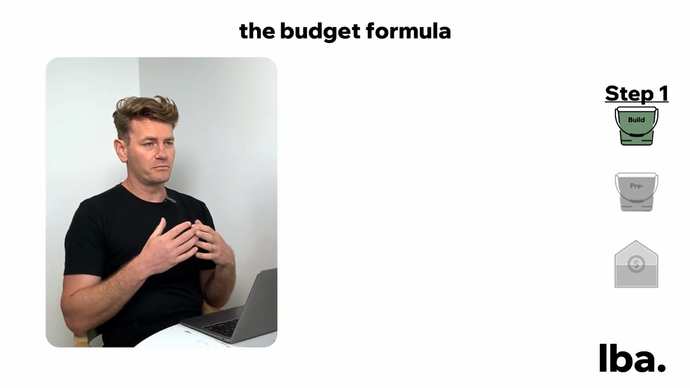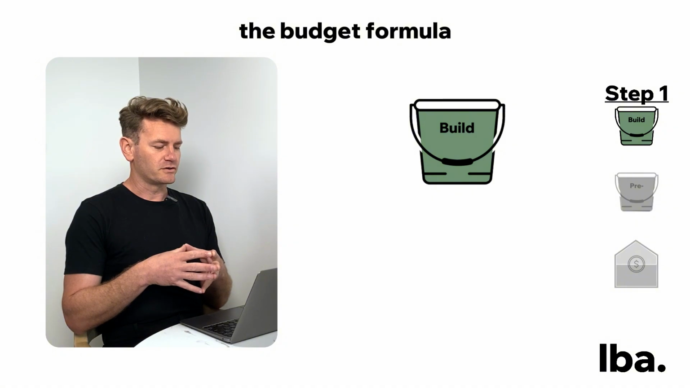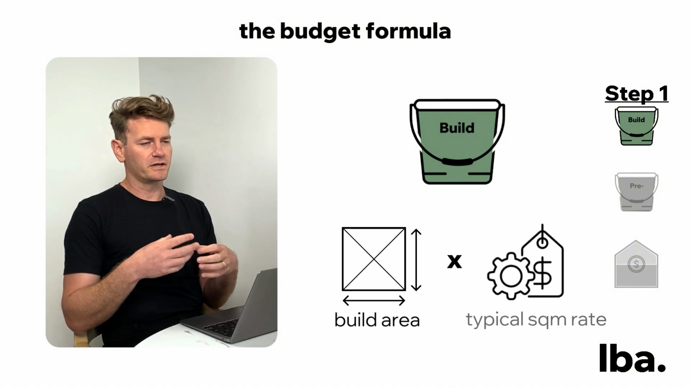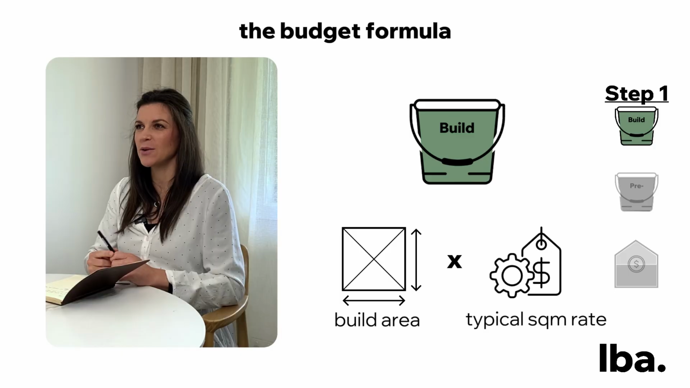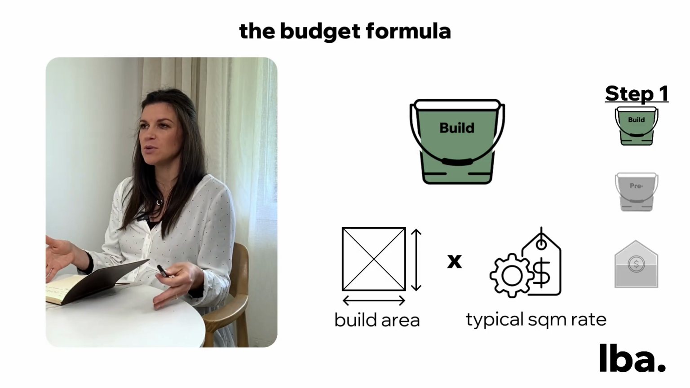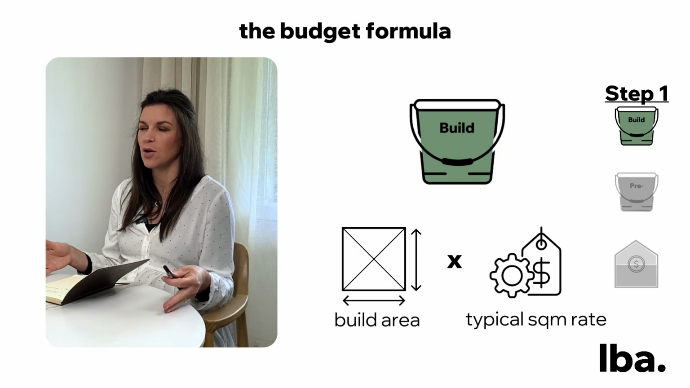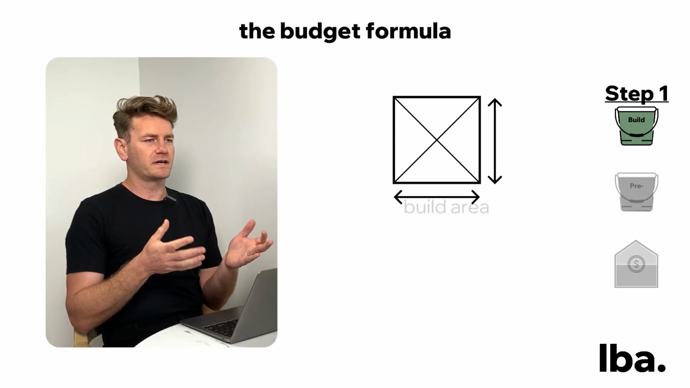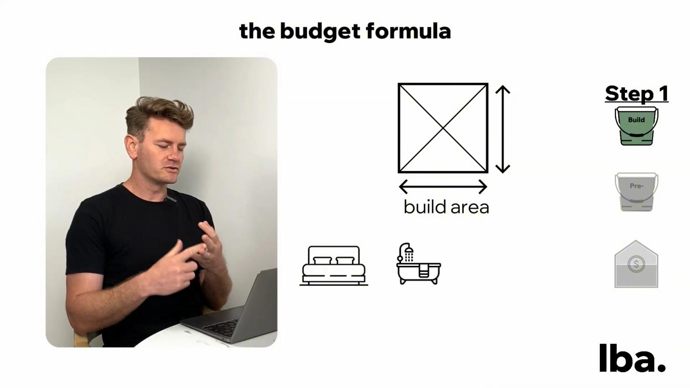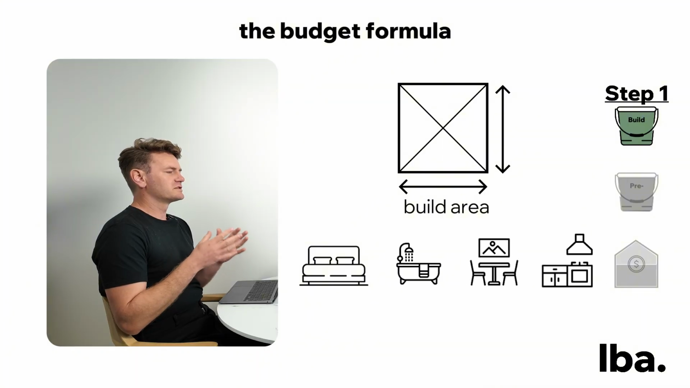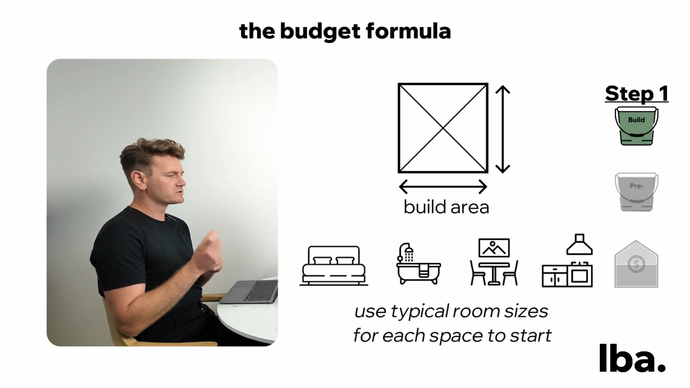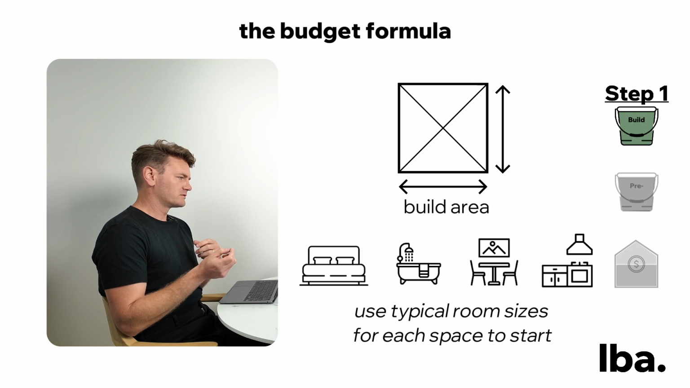So if we start with the build bucket, what goes into that? It's the total building area, the building work area, multiplied by a typical build square meter rate. When you haven't drawn anything, you have no idea how big it is. How do you even know the square meters of your project? You've worked out that you want a new master bedroom, a new ensuite, a new dining room, and a kitchen. Now you can use typical areas associated with those different spaces to create a total building area to start.